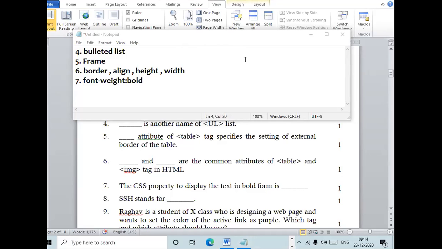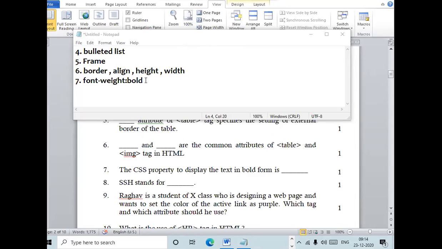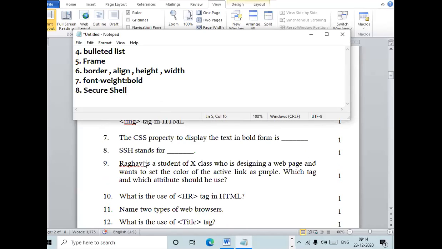All right. SSH stands for secure shell. Then, 9th question. Raghav is a student of 10th class who is designing a web page and wants to set the color of the active link as purple. Which tag and which attribute should he use?